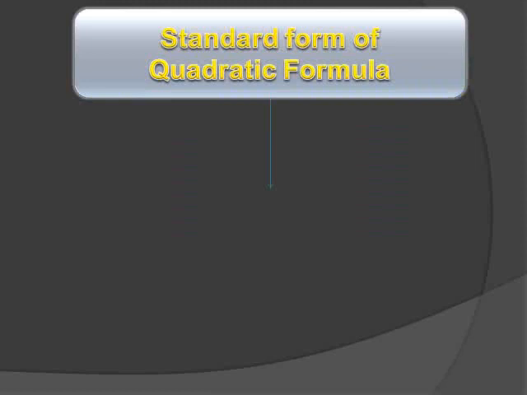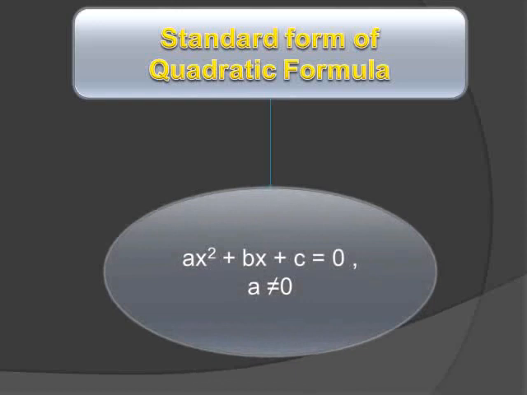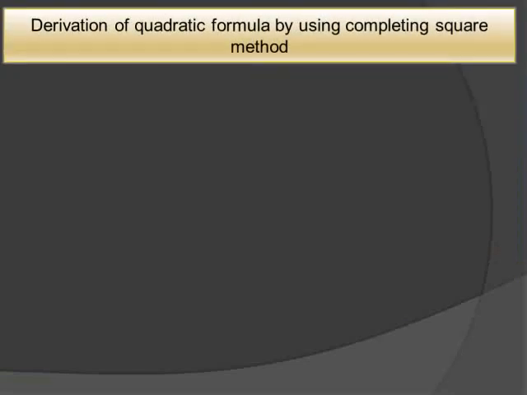As we know that the standard form of quadratic equation is ax square plus bx plus c equal to 0, where a not equal to 0 is the necessary condition. Now we will explain how to derive the quadratic formula from this equation. Here is a derivation of quadratic formula by using completing square method.